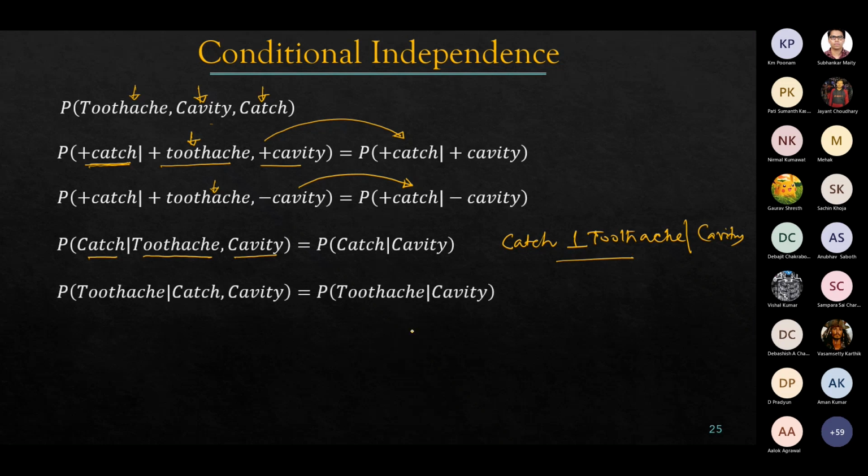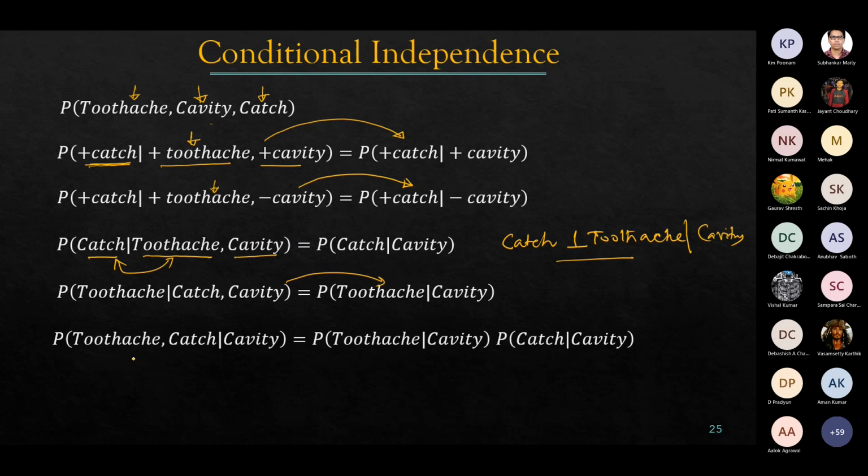As a corollary, we can do the reverse: as catch and toothache are independent of each other, we can reverse the position of catch and toothache. We can say that probability of toothache given catch and cavity is equal to probability of toothache given cavity. And of course, probability of toothache and catch given cavity can be refactored into probability of toothache given cavity times probability of catch given cavity. Finally, we can say that toothache is independent of catch given cavity.